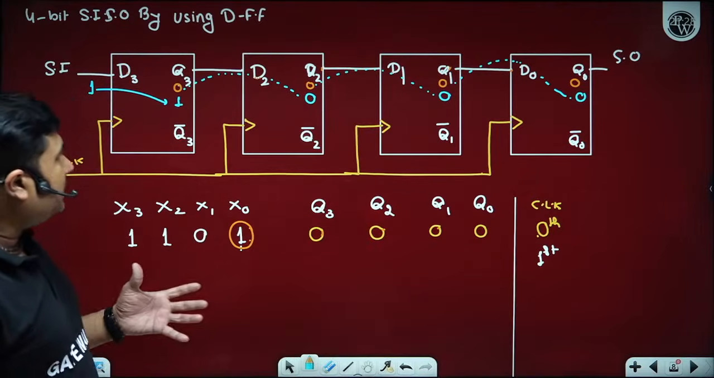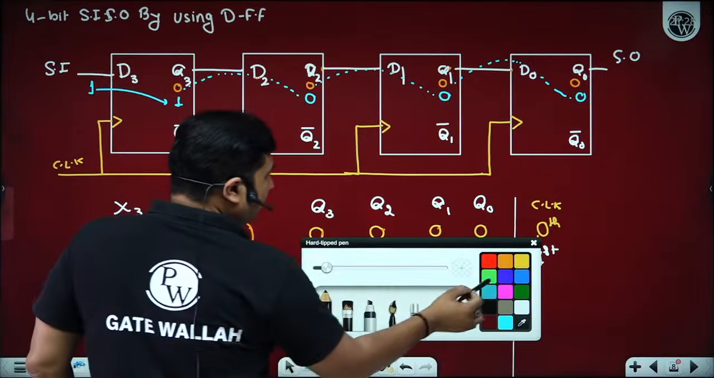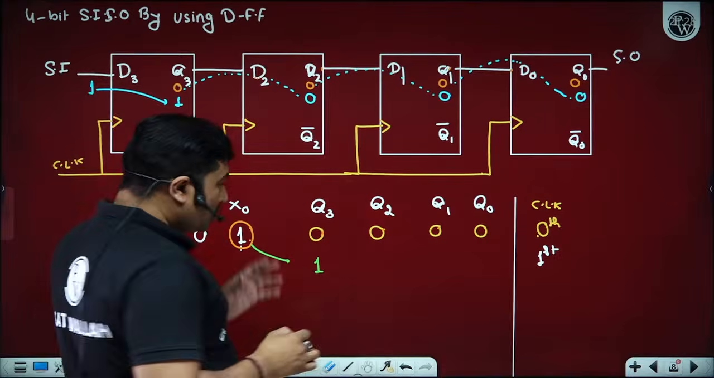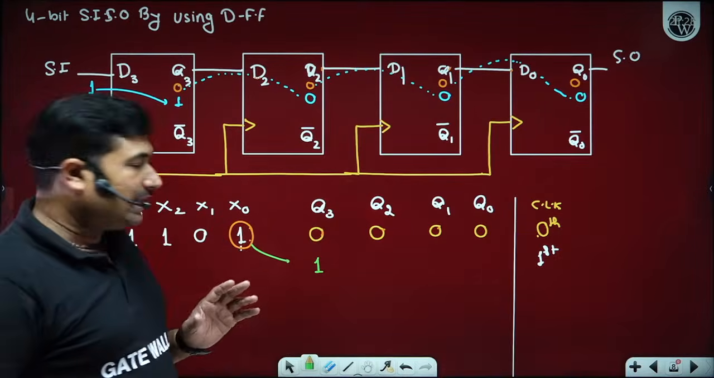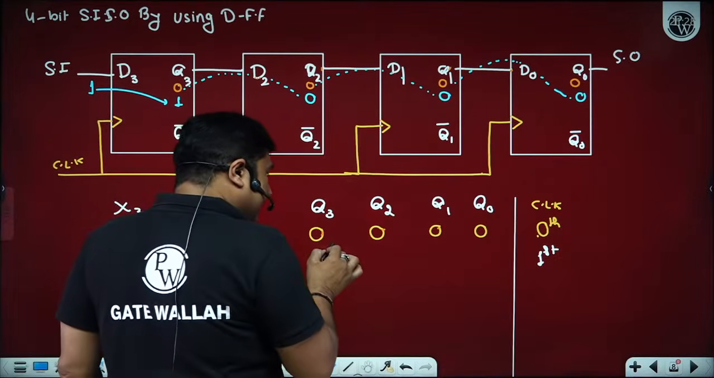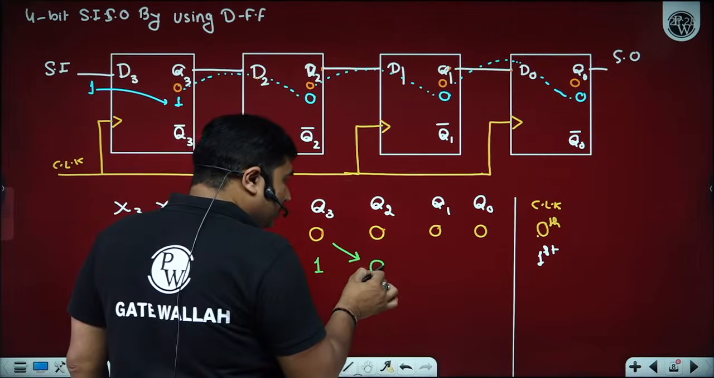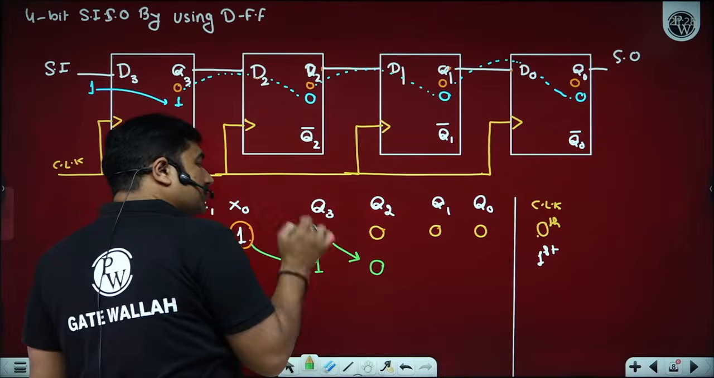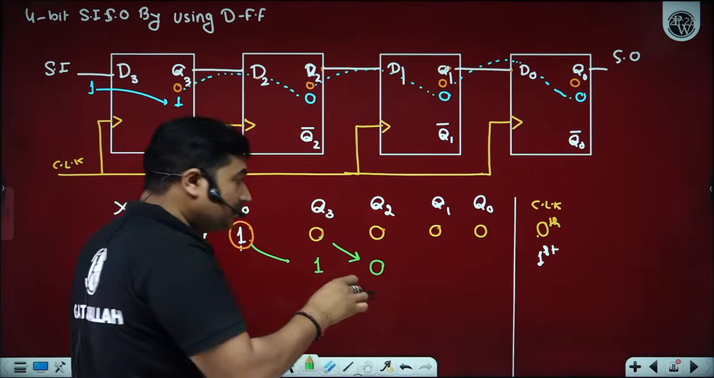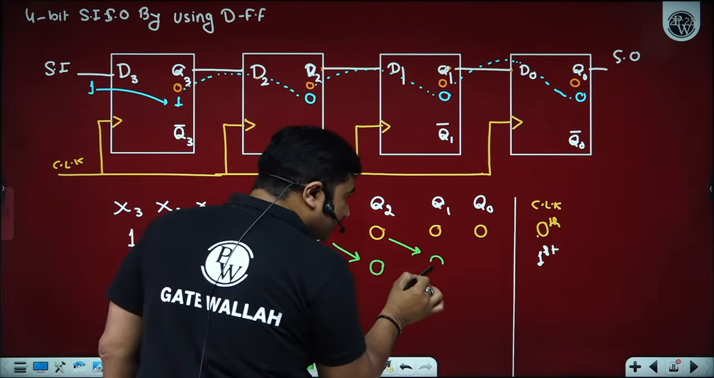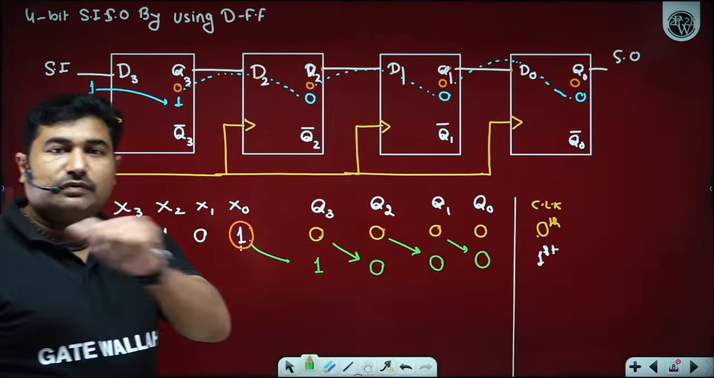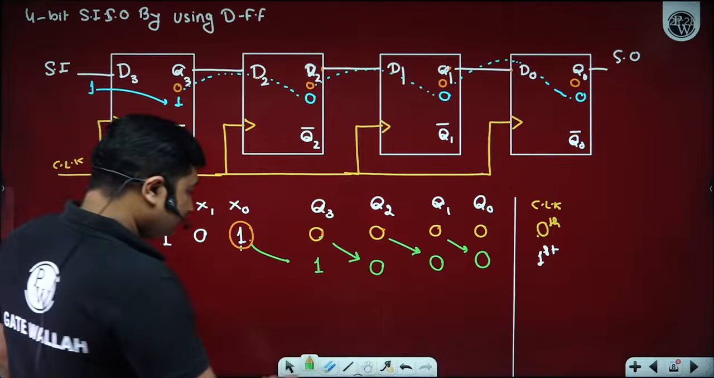So on application of the first clock pulse, what happened? Sir, this data is being stored in the latch D3, and Q3 data is shifted to Q2 as the input to D2 is 0. Q2 data is shifted to Q1, and Q1 data is shifted to Q0. How many of you now able to understand, beta ji?